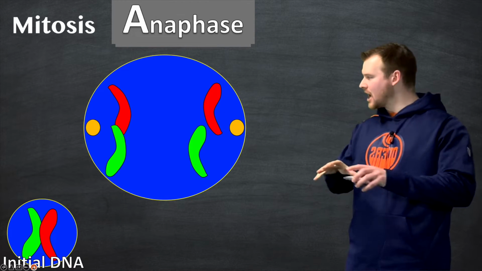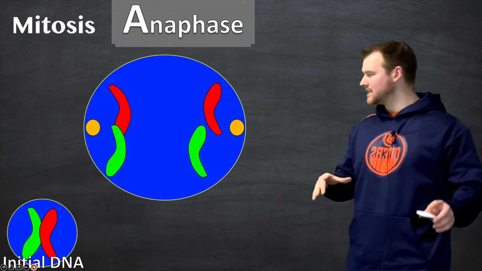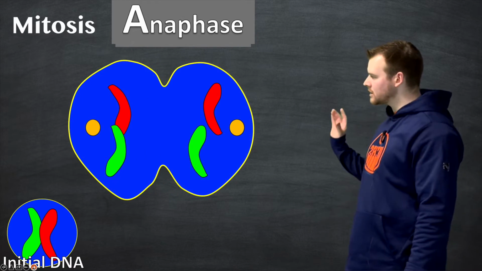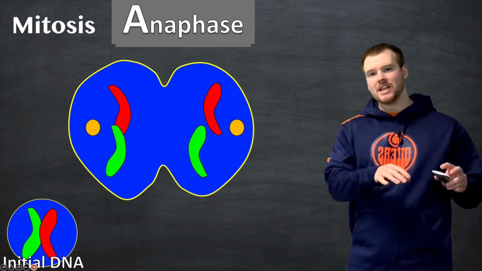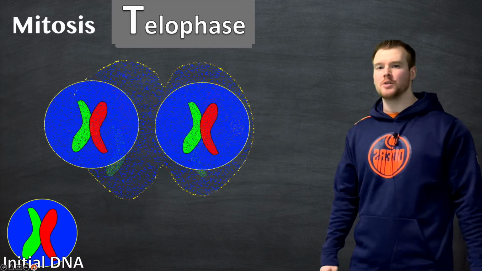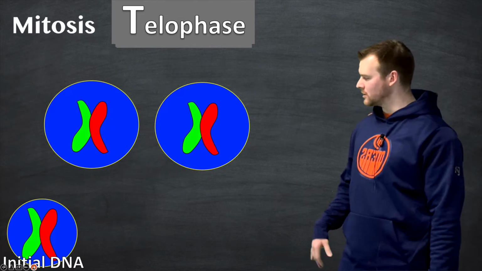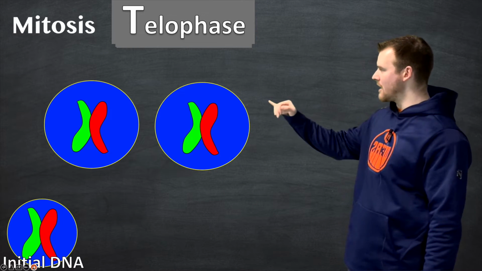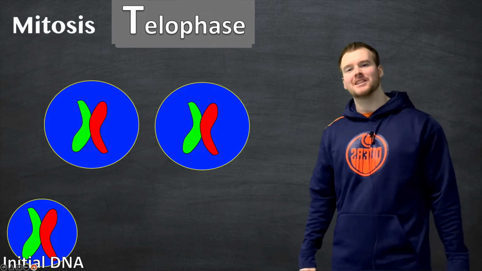Okay, so now that we have the DNA on separate sides and we have two copies of this, we're going to have to break this into two cells, so it starts to form a nuclear membrane around each part, which is called telophase, and finally it's going to split into our two cells. So we started with a parent cell like that. We now have two daughters that are identical to the parent.